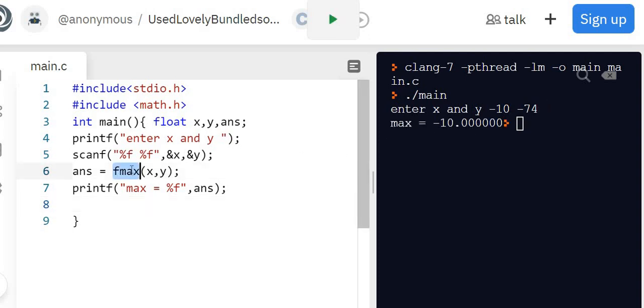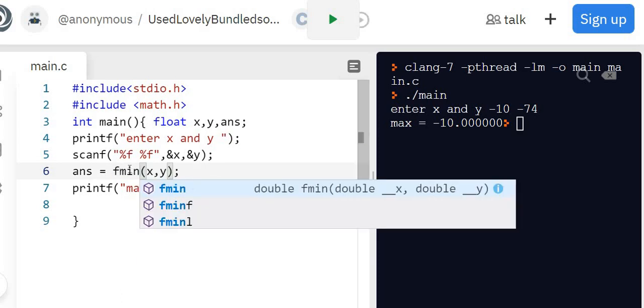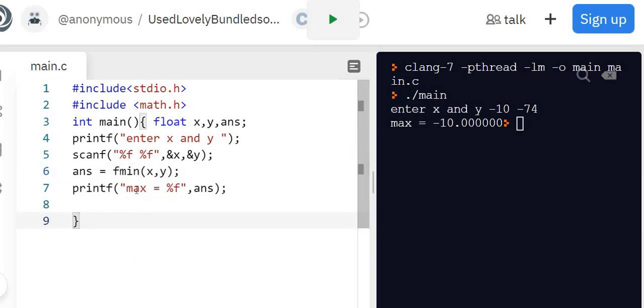Similarly, fmin finds the minimum value. So here, minimum. If I enter the values, suppose minus 20 and plus 20, the minimum is minus 20. If I enter two values 29, 74, 29. So in this way it gives the minimum value. So these are very simple functions.